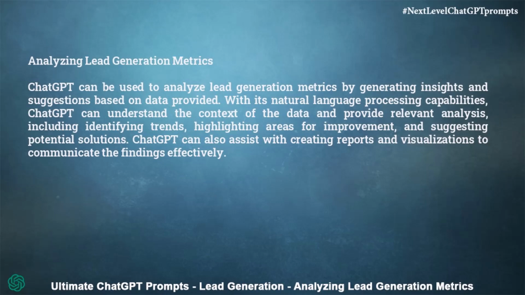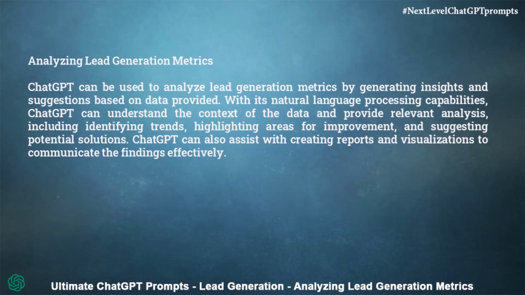Analyzing lead generation metrics. ChatGPT can be used to analyze lead generation metrics by generating insights and suggestions based on data provided. With its natural language processing capabilities, ChatGPT can understand the context of the data and provide relevant analysis, including identifying trends, highlighting areas for improvement, and suggesting potential solutions.